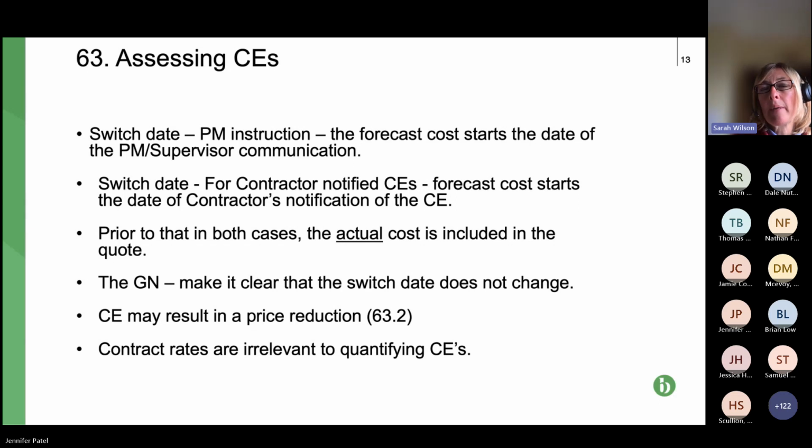Also, the guidance notes make it clear that the switch date doesn't change. So we've seen that the PM, when you go through that process, gets the contractor's quote and can say to the contractor, I'm rejecting that. Here it is back. I'd like you to do something different with it and resubmit it. The switch date doesn't alter at that point. It's still taken from either of those two dates, depending on who notified the CE. So if we can have the next slide, please.